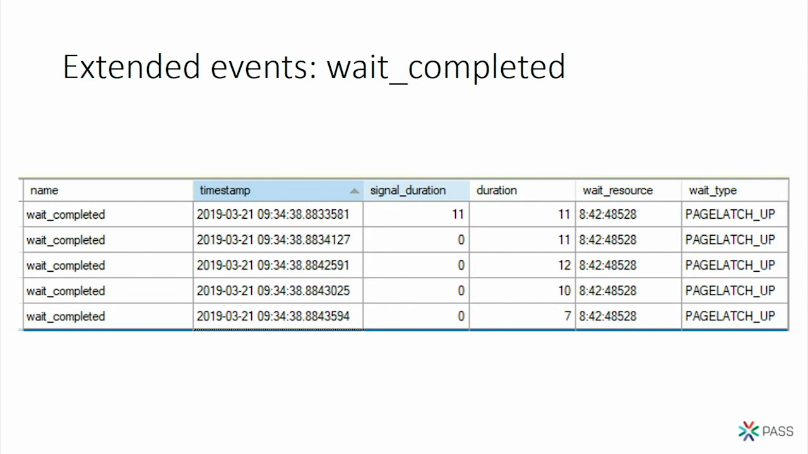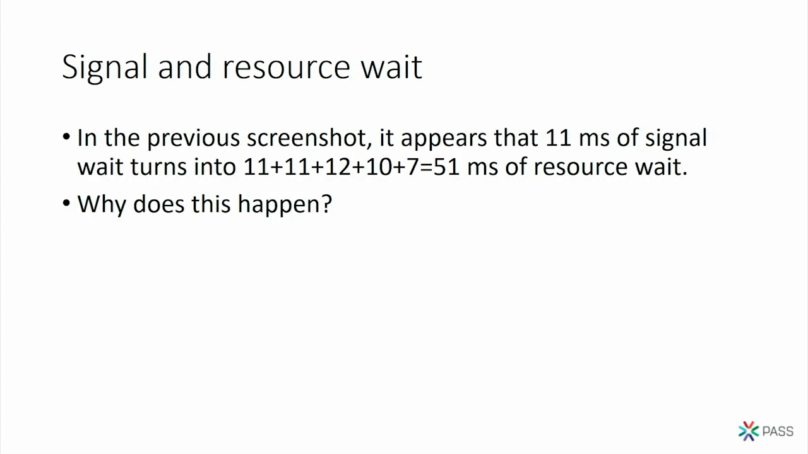Other workers have a resource wait. First worker gets its latch, releases it. Then the other workers get and release their latch very quickly after that. So based on what's happening, it seems like my signal wait gets amplified into more resource wait.